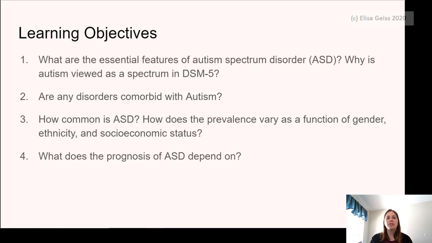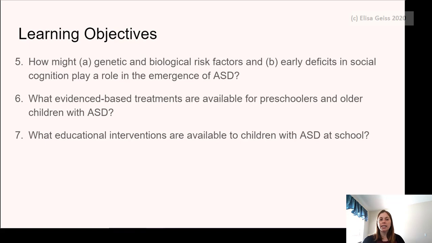We're going to dive a little bit into how we actually determine how much that prevalence changes based on things like gender, ethnicity, and SES. Then we're going to get into risk factors for the disorder and how we can start seeing some of the really early deficits that help to explain some of the emergence of autism symptoms when children are a little bit older. Lastly, we'll talk about some evidence-based treatments, and we are not going to talk about number 7, but we will be talking about evidence-based treatments that are available.